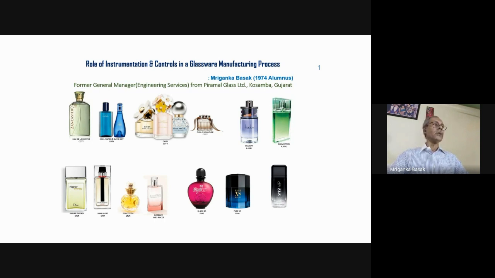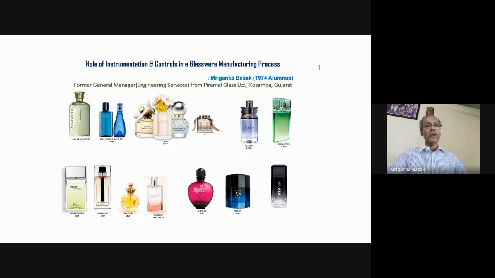Today's topic is the role of C&I in a glassware manufacturing process. However, I will mainly concentrate on the container glass manufacturing process because glassware is a very wide range of activities.